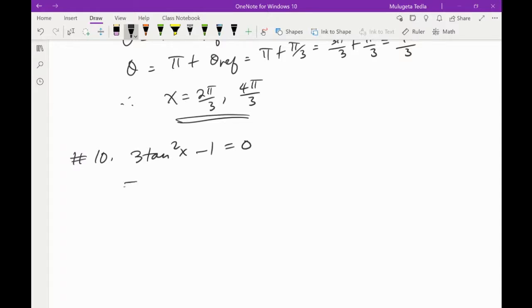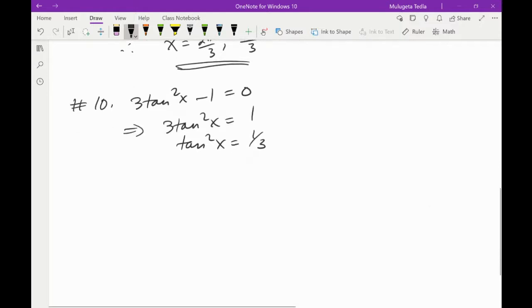So this implies 3 tan squared of x equals 1. Tan squared of x equals 1 over 3. Then, when it's a square, you have to do plus or minus. Tan x is plus or minus 1 over root 3, right? You take the square root of the right-hand side. The square root of 1 over 3 is simply 1 over root 3.